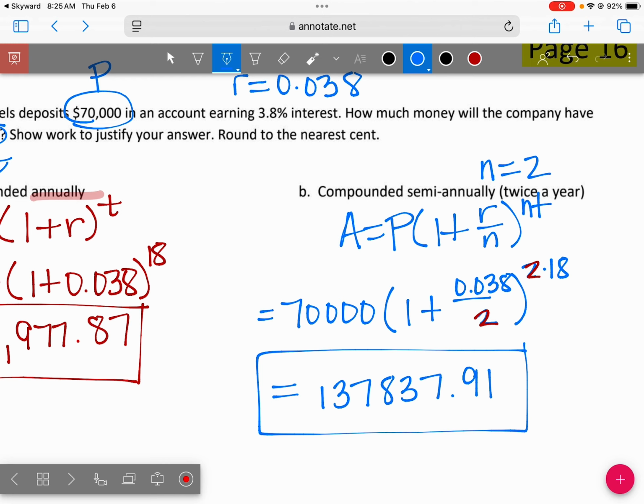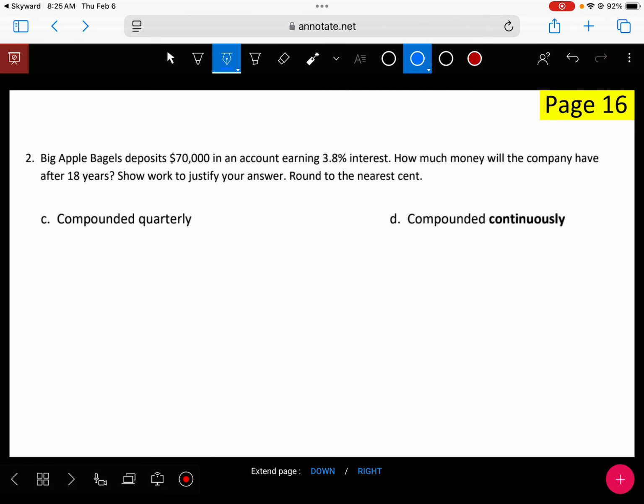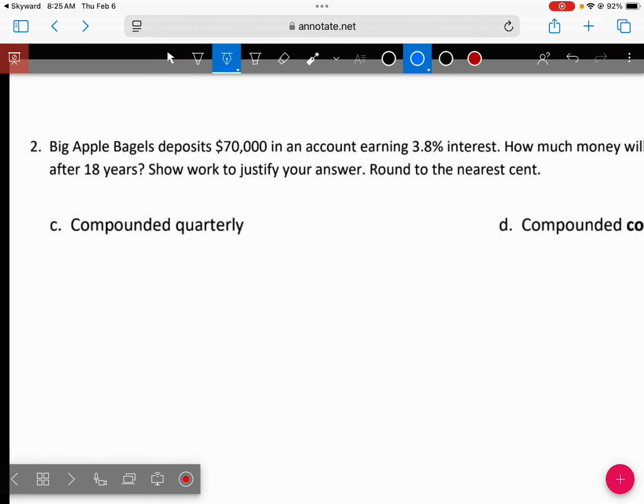All right, who agrees with my answer for question B? Thumbs up if you got that number. 137. All right, let's move to part C. Part C says quarterly. So again, quarterly, this is the formula. We're using the same formula we used in part B, so you don't have to rewrite it unless you want to. But who remembers how many quarters are in a year?